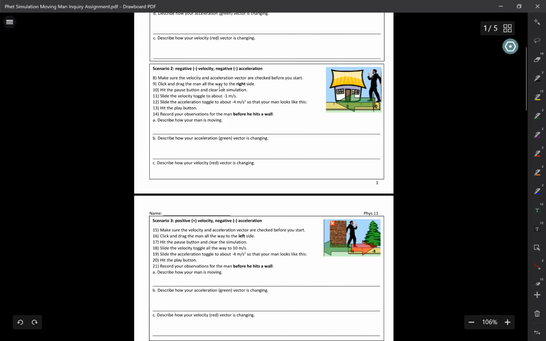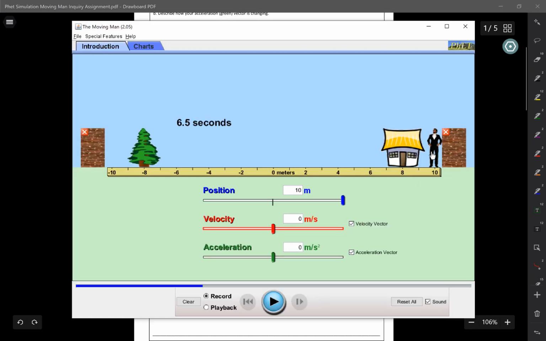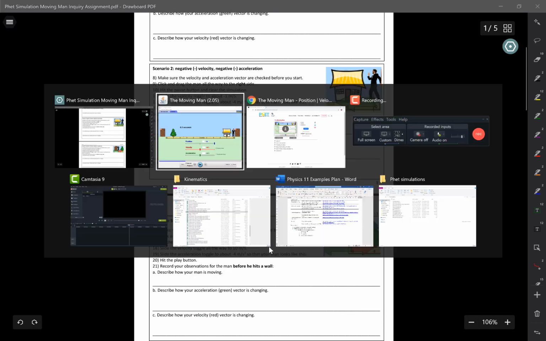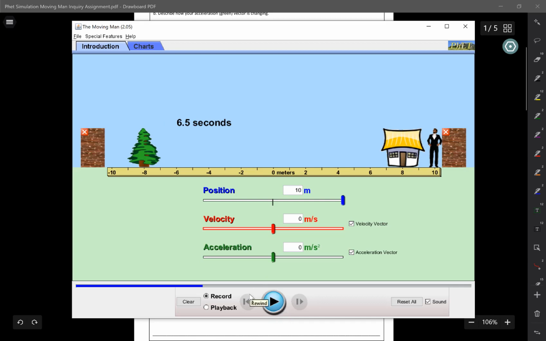Click and drag the man all the way to the right side if he's not already there. There he is, okay. Hit the pause button and clear the simulation. So it's already paused. I don't need to pause it again. But if you play it, I guess nothing's gonna happen. So pause it. Then clear the simulation.